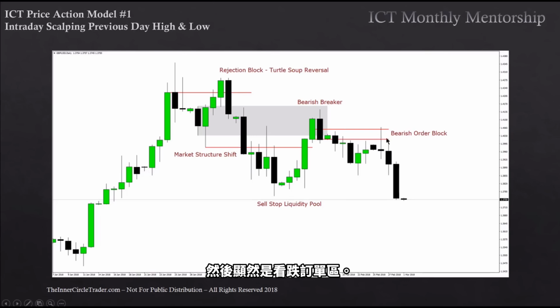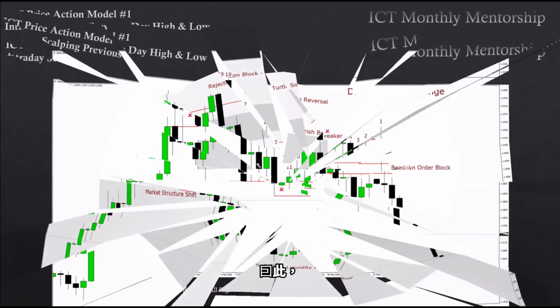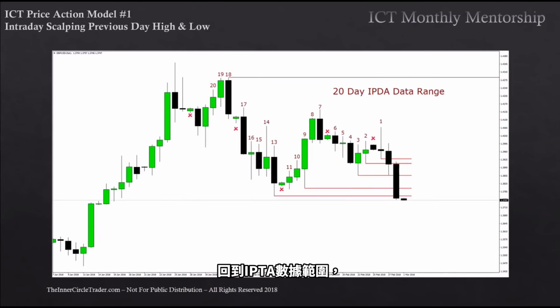So while it's like this, okay, we have ranges in here to work within. We have the highest high, the lowest low, and right in here, we're at or above equilibrium, and we're anticipating a move lower. So going back to the IPTA data range, you can see how price did in fact reach through all of these lows. Okay, and then we're going to take a closer look.